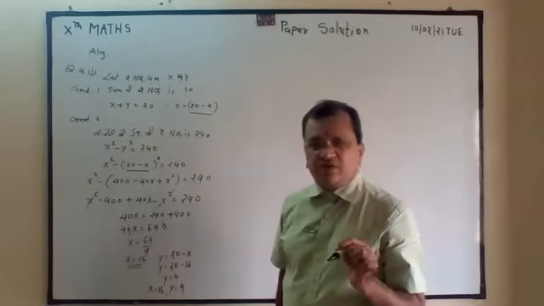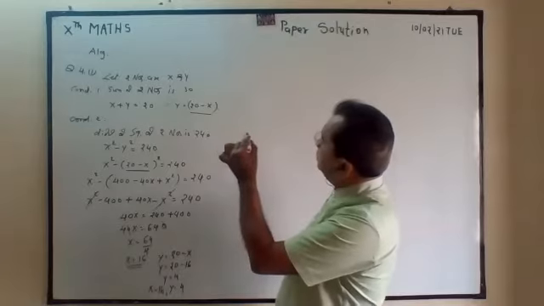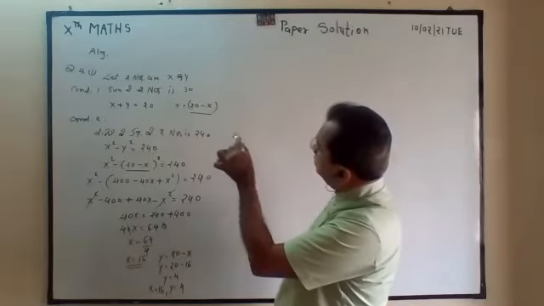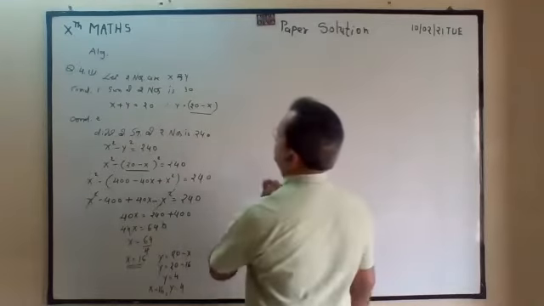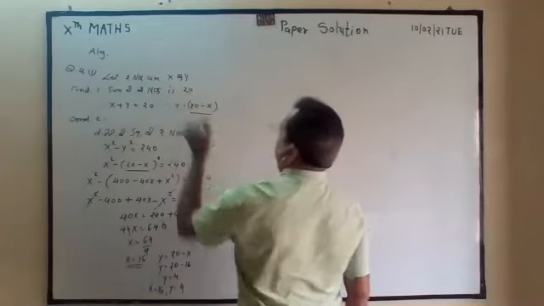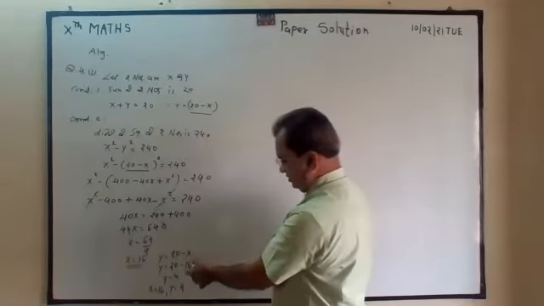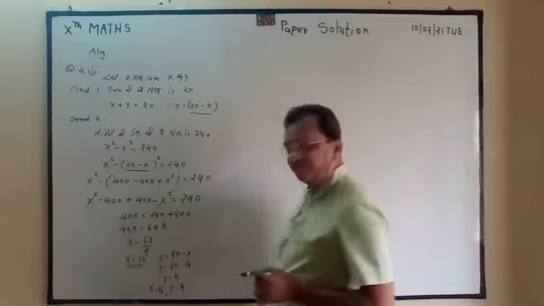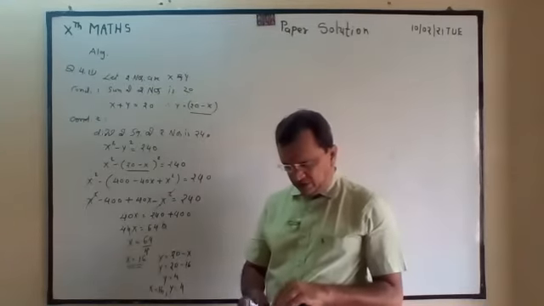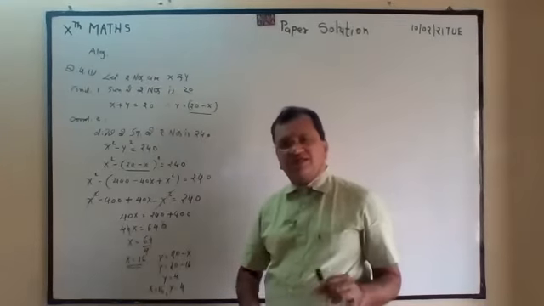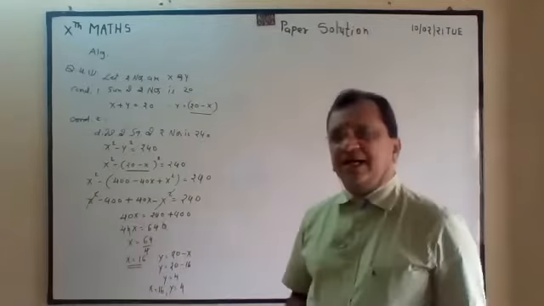But y is equal to 20 minus x. So 20 minus 16 is equal to 4. So x we got, y we got. So that numbers are 16 and 4.